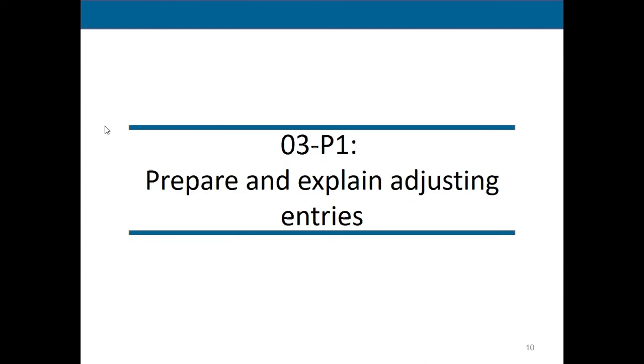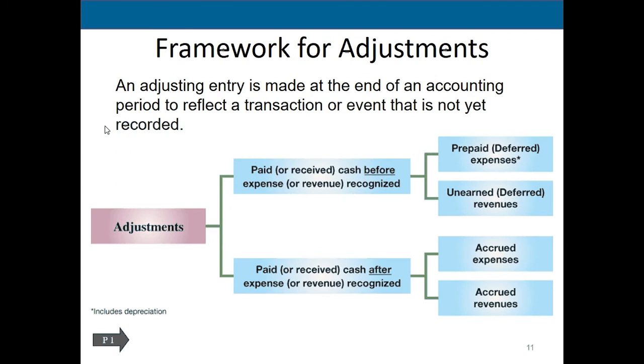So let's talk about some of these types of adjusting entries. First, here's the framework for adjustments. It really is made usually at the end of the accounting period. It can be made any time in the accounting period. Sometimes you go into a period and you already know about it, right? So if you paid $2,400 for insurance back in December of 2015, well, you know you're going to expense $100 every month for the additional 11 months.